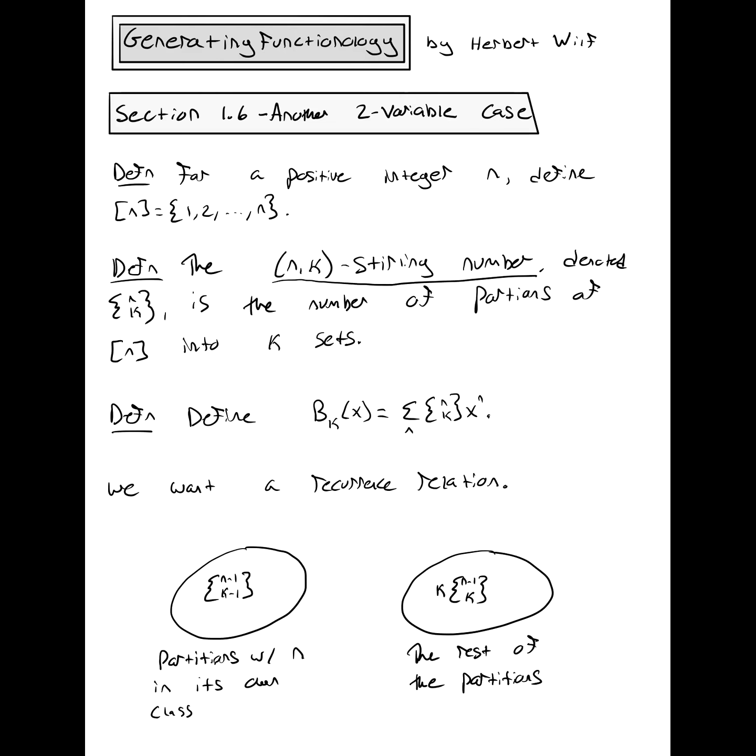So this leads us to a nice recurrence relation. Here, I'll go to the next page. So we have the relation: curly bracket nk is going to be equal to curly bracket n minus 1, k minus 1, plus the other set, k times curly bracket n minus 1, k.